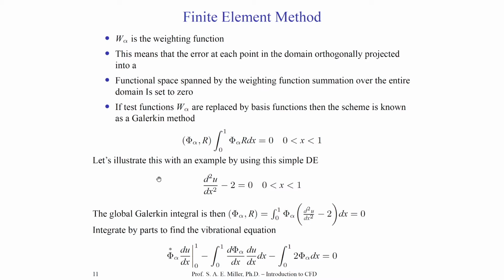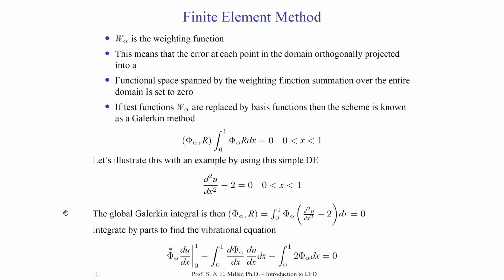Let's try and illustrate all this with a single PDE that's very simple so that it can be more understandable. Let's look at the single differential equation d2u dx squared, that's the second derivative of u in the x direction, minus 2 is 0 over the domain of 0 less than x less than 1. So this is a very simple case. It has nothing to do with anything. It's just to illustrate the purposes of the problem.